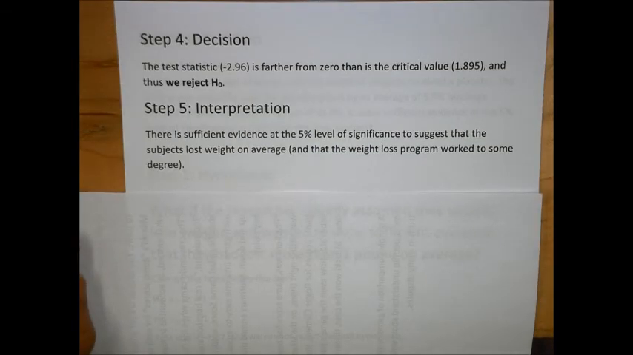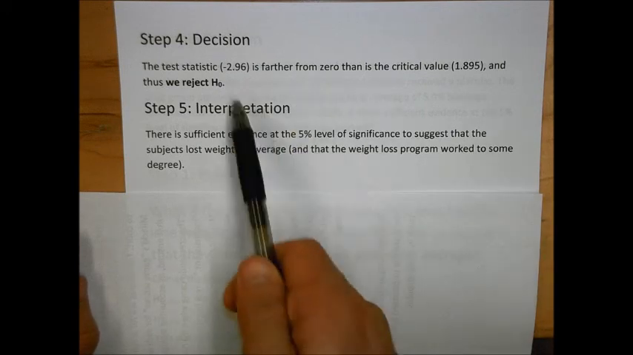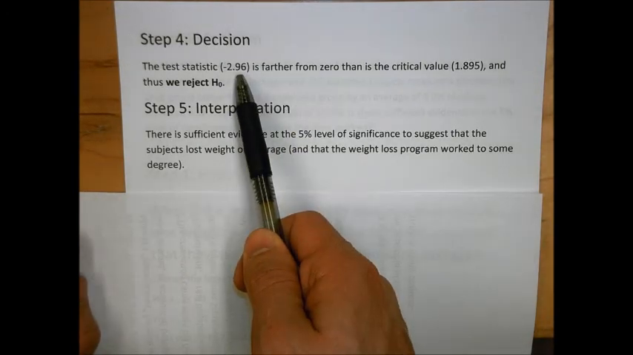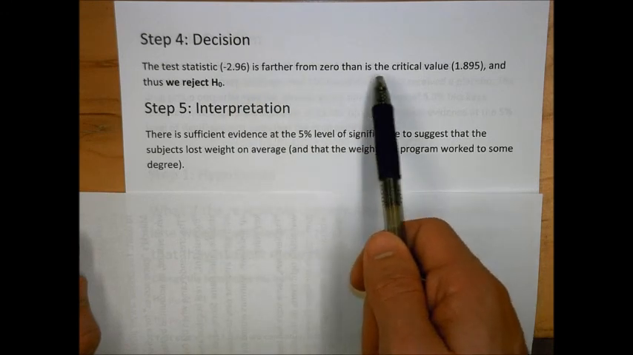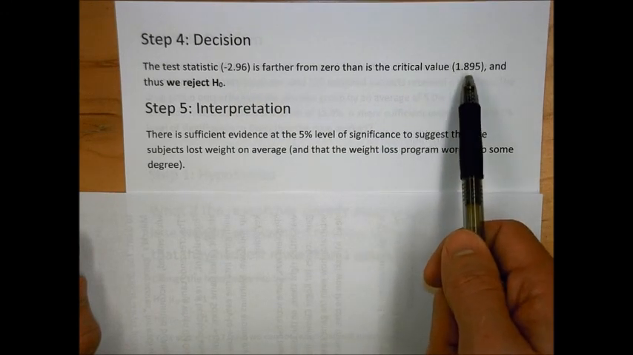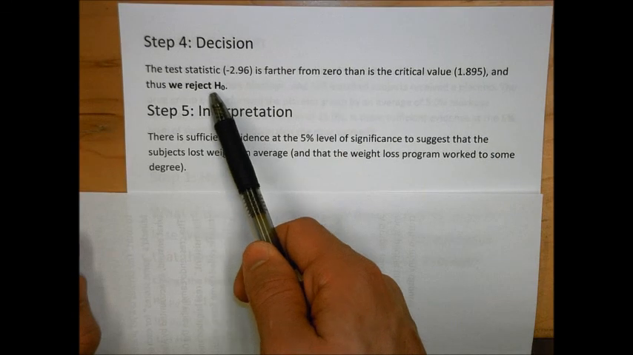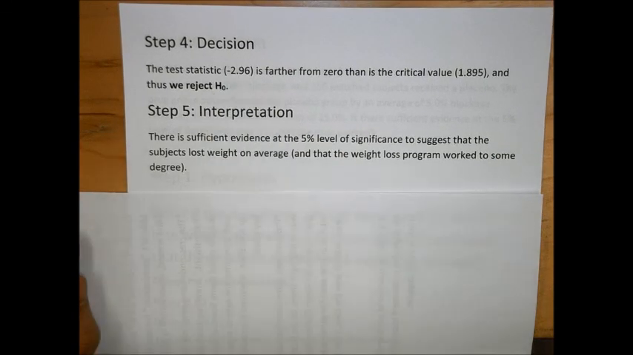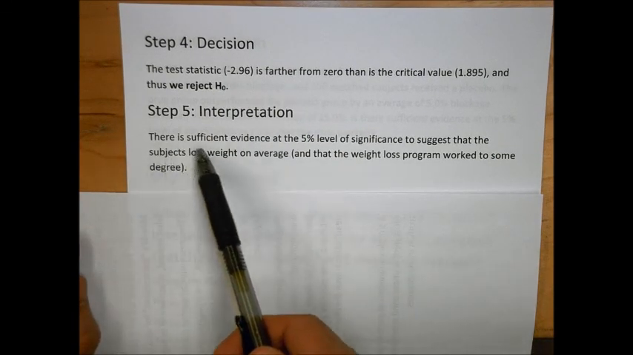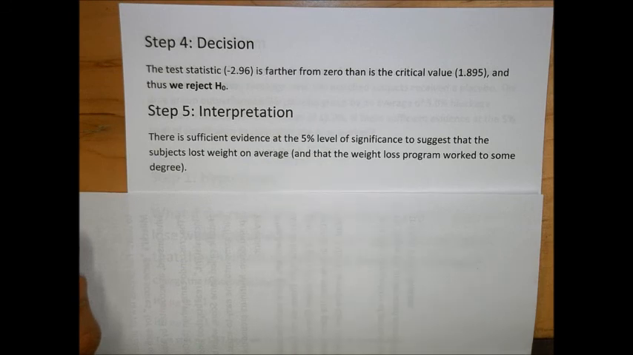In step 4, we make a decision about the null hypothesis based on our test statistic and critical value. The test statistic of negative 2.96 is farther from 0 than is the critical value of 1.895, and thus we reject the null hypothesis. We would say there is sufficient evidence at the 5% level of significance to suggest that the subjects lost weight on average and that the weight loss program worked to some degree.